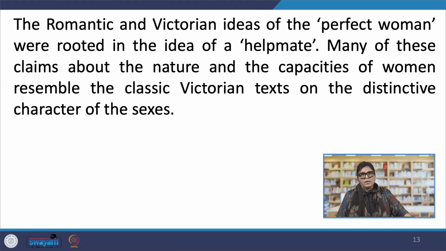The Romantic and Victorian ideas of the perfect woman were rooted in the idea of a helpmate. Many of these claims about the nature and the capacities of women resemble the classic Victorian texts on the distinctive character of the sexes, such as Ruskin's Of Queens' Gardens and Tennyson's poems.